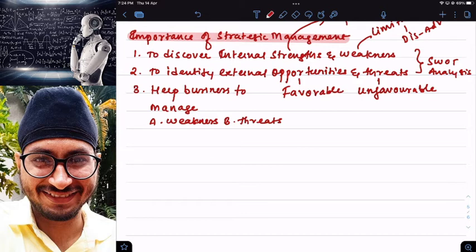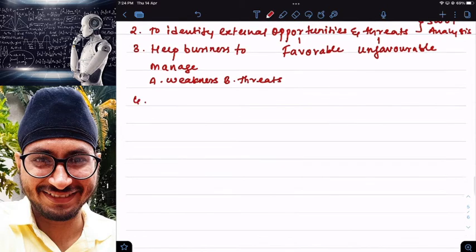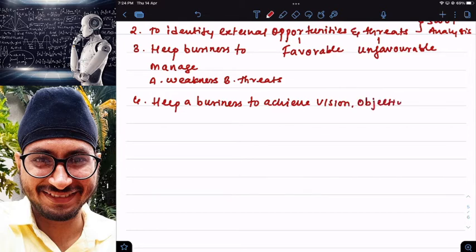Who will help me to manage and reduce my weakness? Strategic management. Who will help me to manage my threat and convert a threat into opportunity? Strategic management. Clear? Next. Strategic management will help a business to achieve vision, objective, and mission. Vision, objective, and mission.